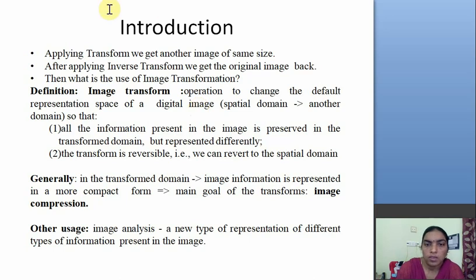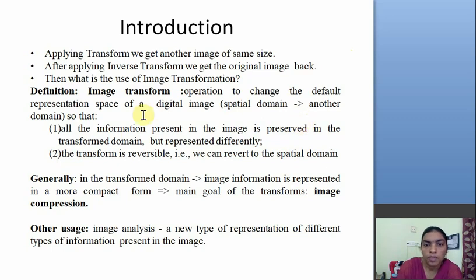Here the definition of image transform: an operation to change the default representation space of a digital image. That means usually the default representation of a digital image is the spatial domain. We just convert that spatial domain into another domain. This domain is called the transform domain, or we may call it the frequency domain also.